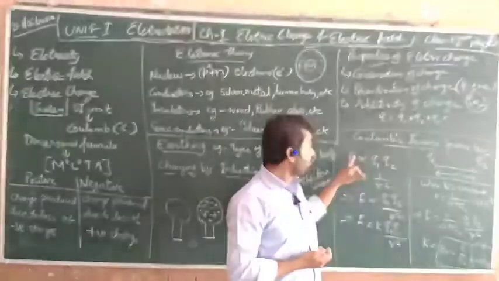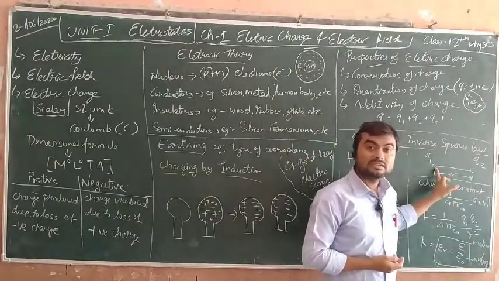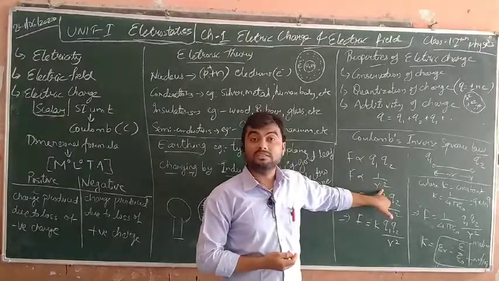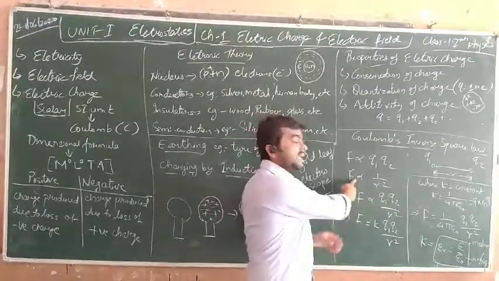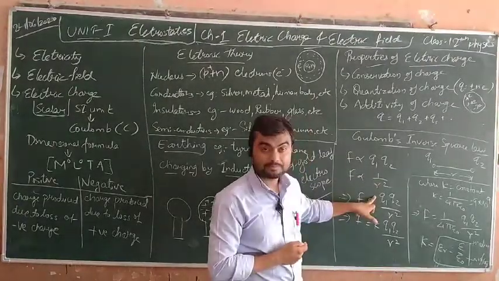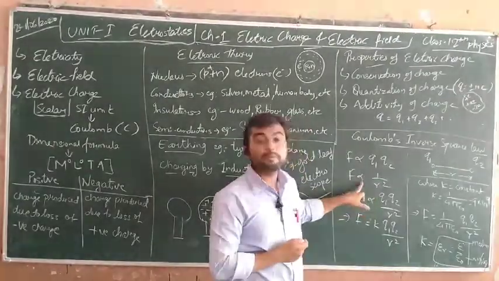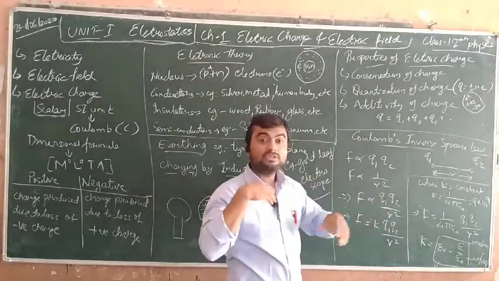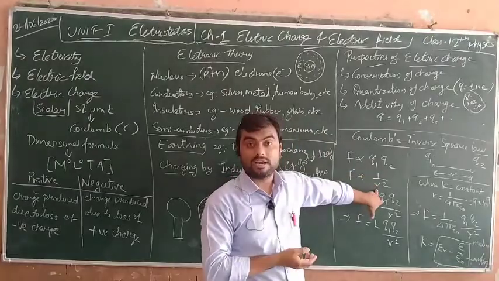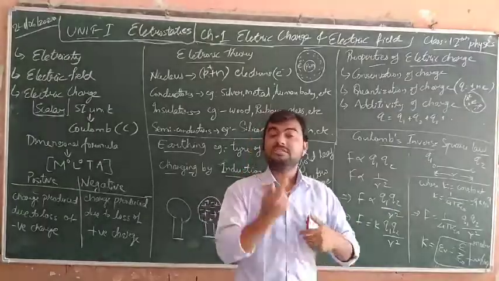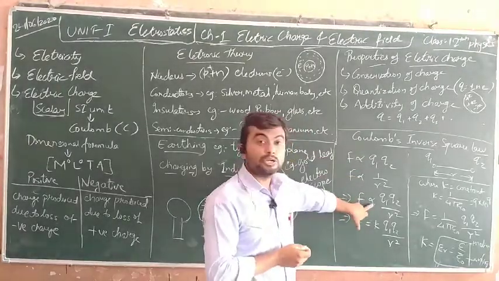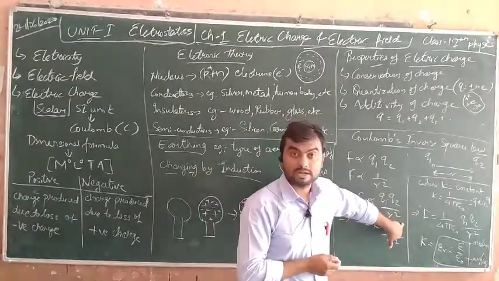The force is directly proportional to the multiplication of charges, and secondly, it is inversely proportional to the square of the distance between them. If we are saying inversely proportional, then after the proportionality sign we have to put 1 by. So it is inversely proportional to r square, or proportional to 1 by r square. When you combine both, we get force proportional to q1 q2 by r square.